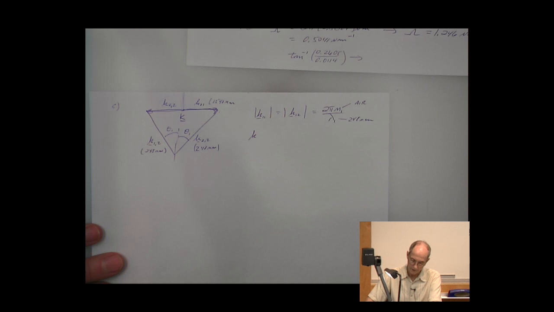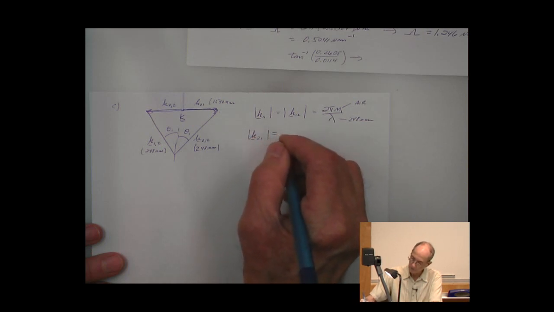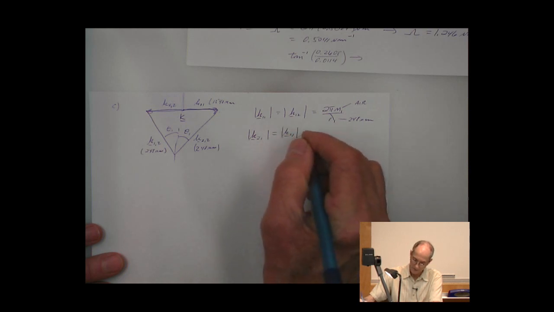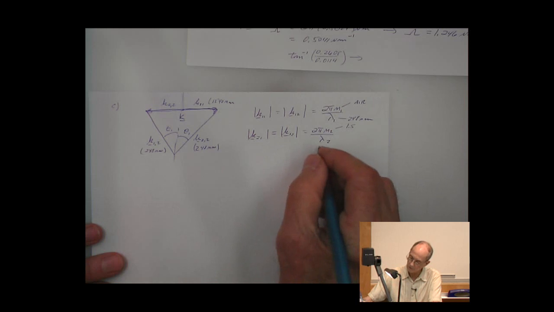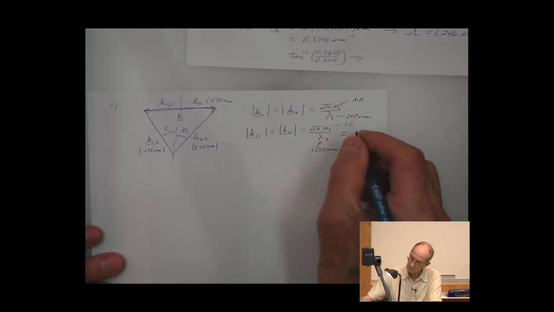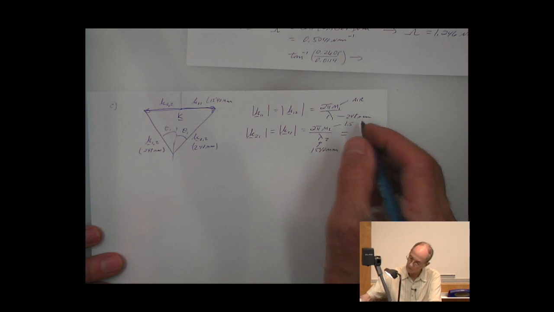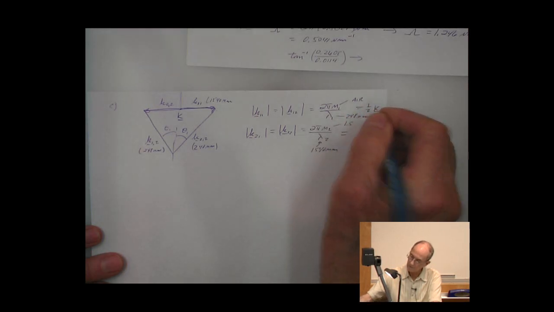And what we have is that K21 is equal to K22, and this is equal to 2 pi n2 over lambda 2. Now this n2 is 1.5, and this is 1540 nanometers. And this one here is going to be equal to, I'm sorry, this one here is going to be equal to 1/2 K, right?